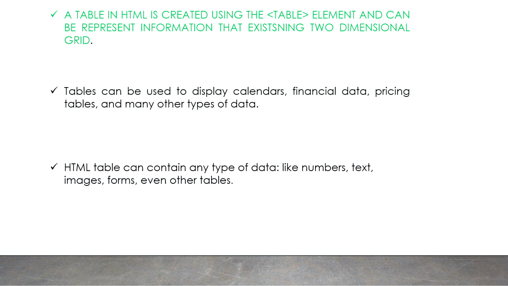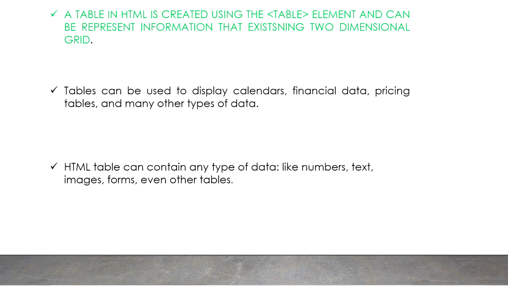A table in HTML is created using a table element and can represent information that exists in a two-dimensional grid. Tables can be used to display calendars, financial data, pricing tables and many other types of data. An HTML table can contain any type of data, like numbers, text, images, forms and even other tables.